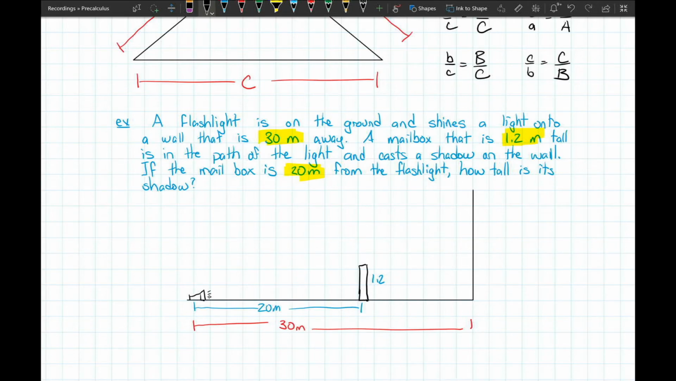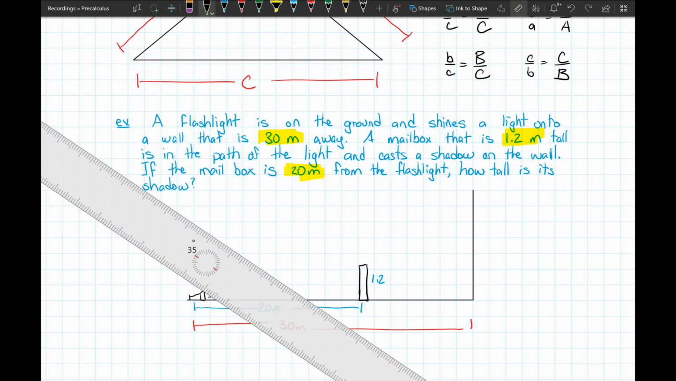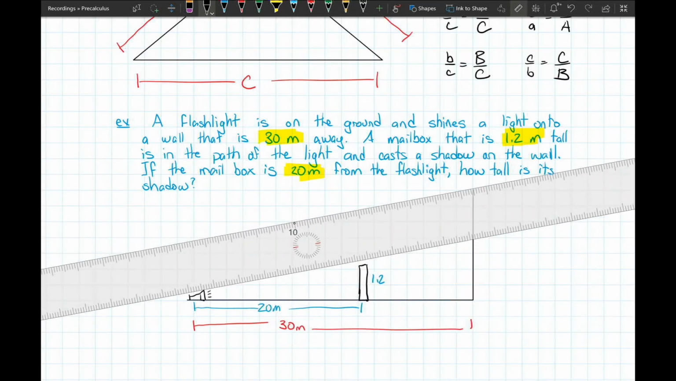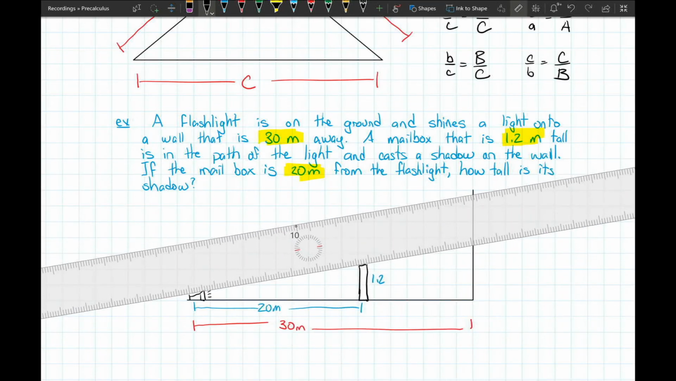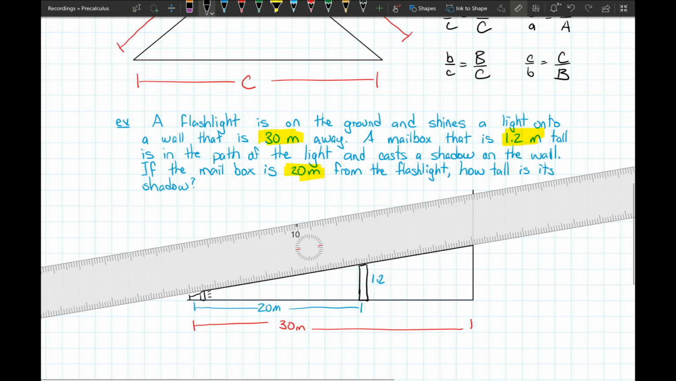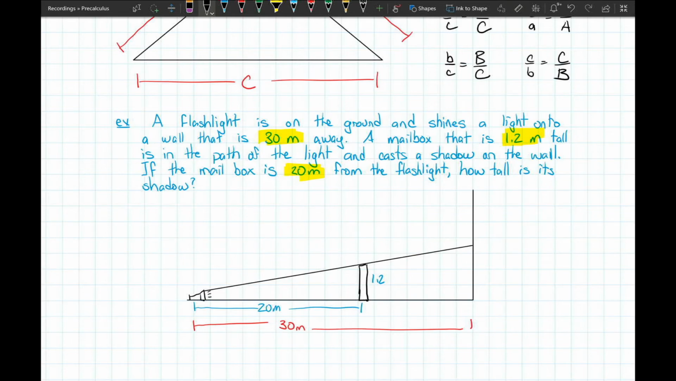Now that would be something I haven't labeled yet, and the shadow is going to be cast from this spotlight across the top of the mailbox and onto the wall. And so with my ruler here, I can now label this shadowy area and figure out the height of that. Unfortunately, I don't know that value, so we better give that some sort of symbol. It makes a lot of sense for height to be labeled as h, for instance.